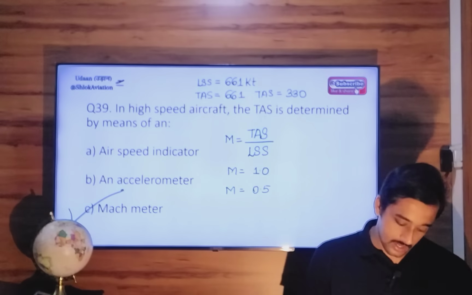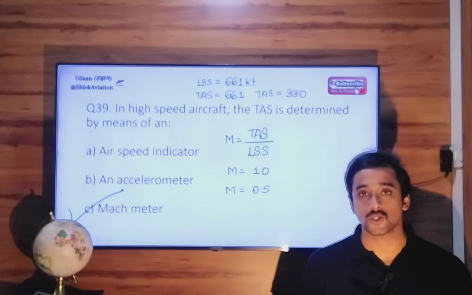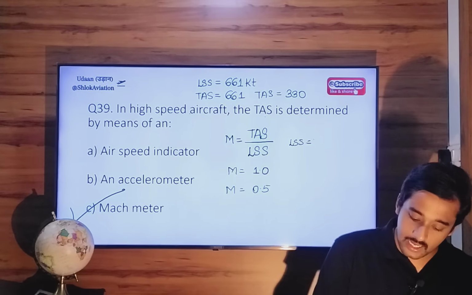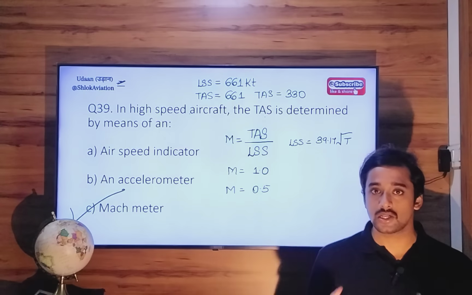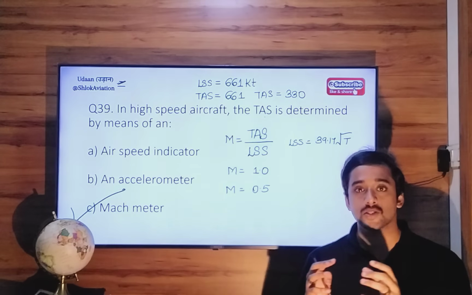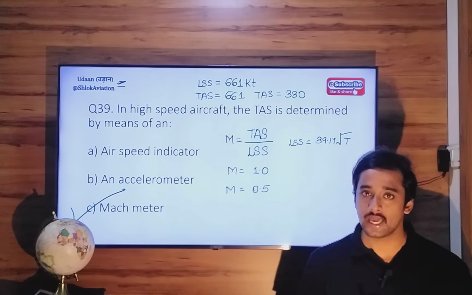So option Charlie. The local speed of sound will keep on changing as the temperature of the atmosphere keeps changing. Local speed of sound is 39.17 times the square root of temperature in Kelvin. So it is proportional to temperature. Temperature increases, local speed of sound increases. Temperature decreases, local speed of sound will also decrease.